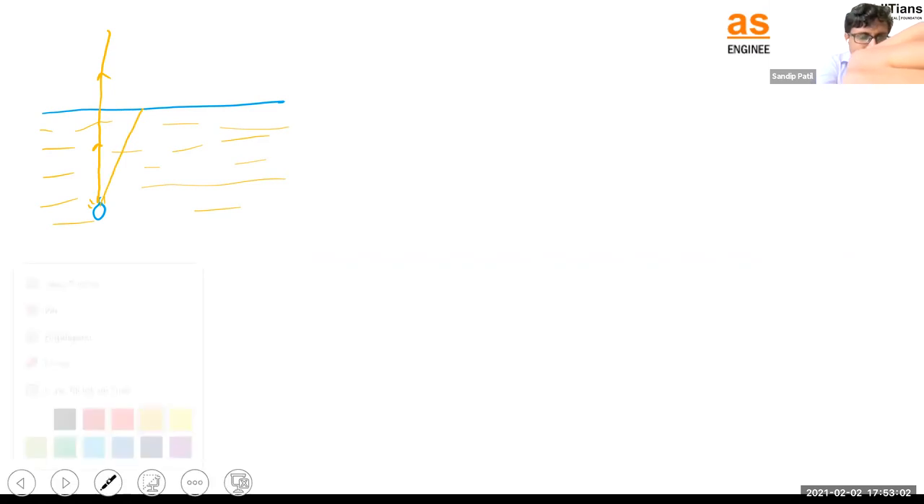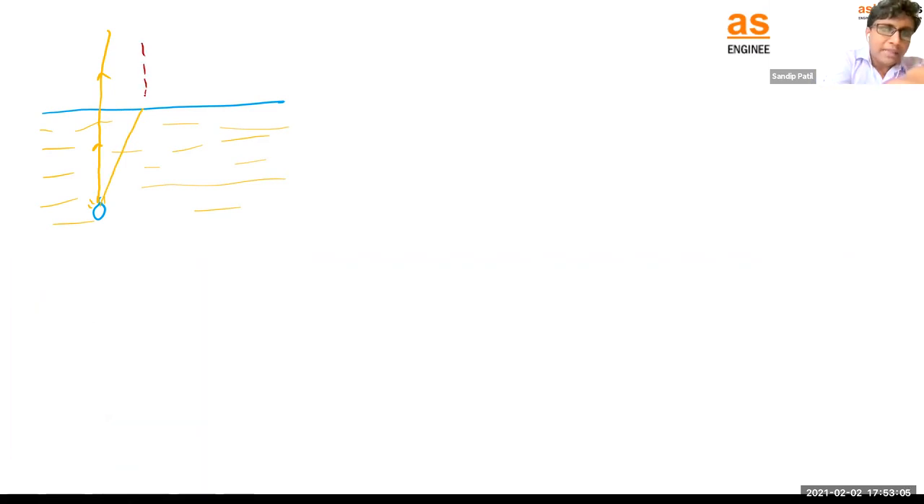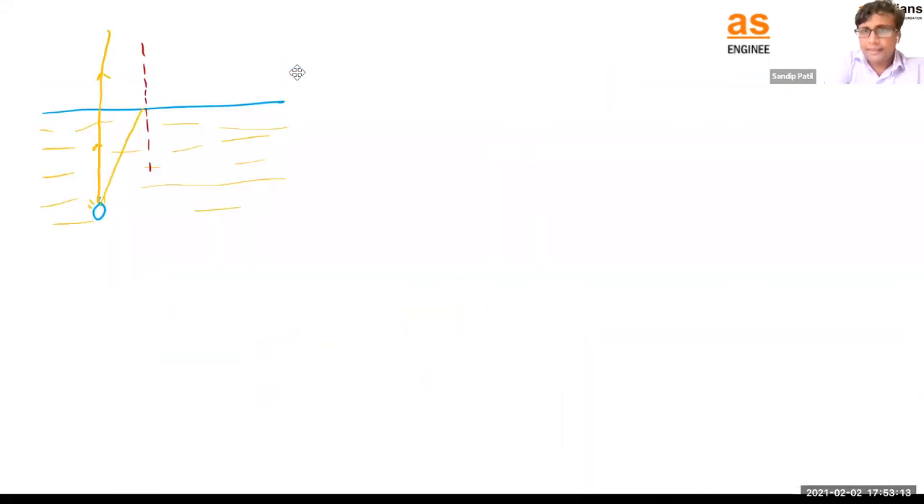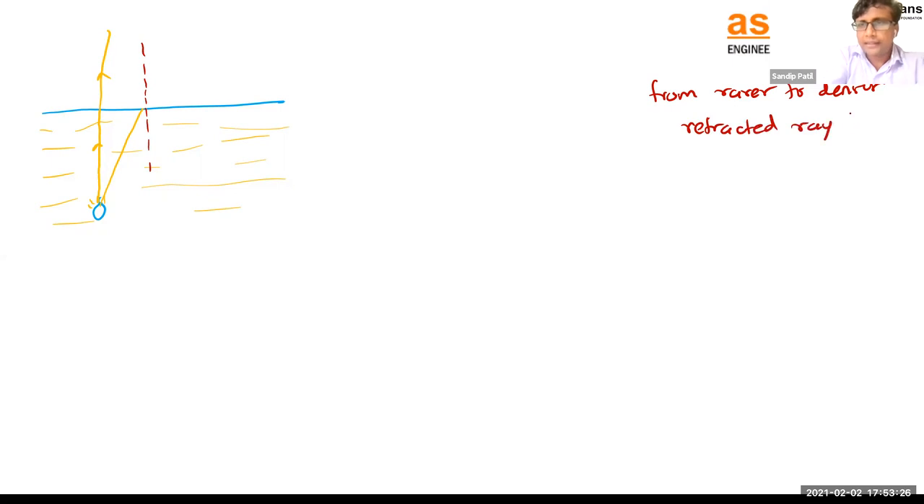If you remember very carefully, I told you when a ray of light passes from a rarer medium to a denser medium, it is going to bend towards the normal. Here you can see. So let's mark it, write it down, very important: from rarer to denser, the refracted ray bends toward the normal.